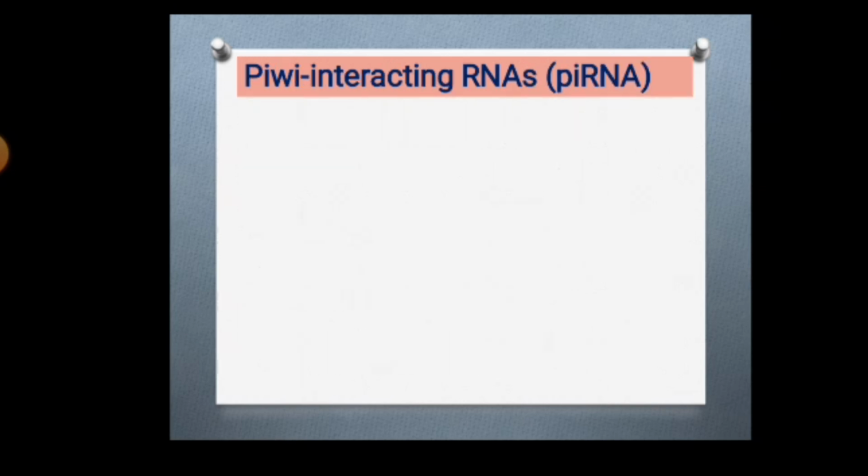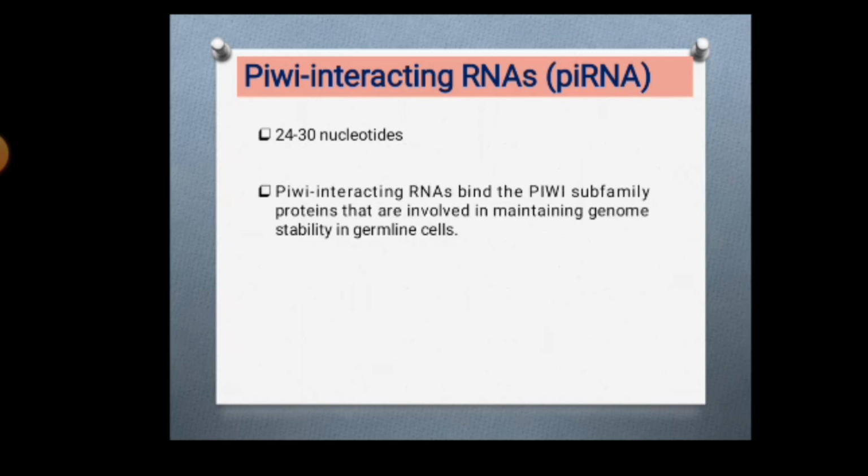Next is the function of PIWI-interacting RNAs, that is piRNA. It contains 20 to 30 nucleotides. This RNA binds with PIWI subfamily proteins that are involved in maintaining genome stability in germline cells. It also plays a role in gametogenesis.